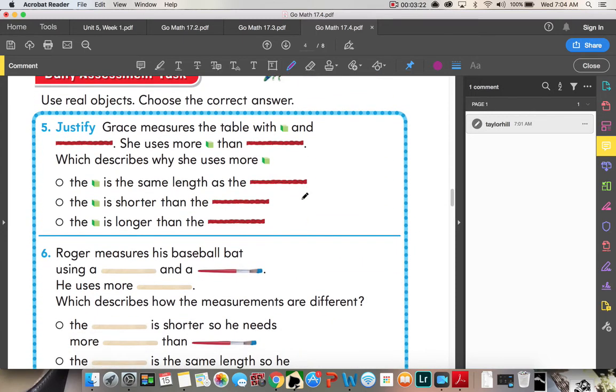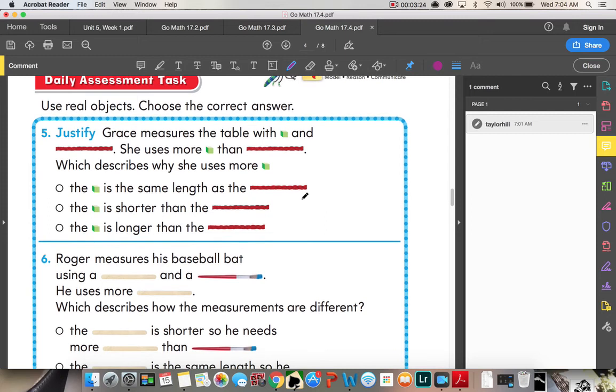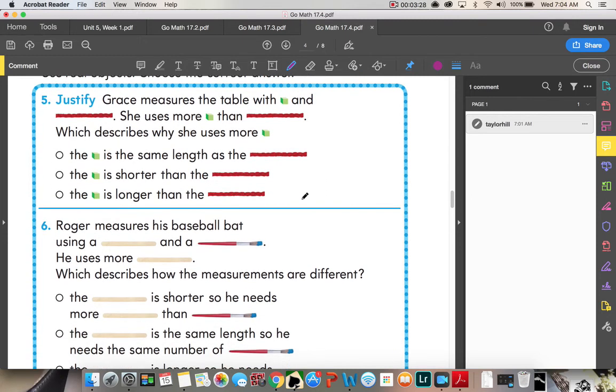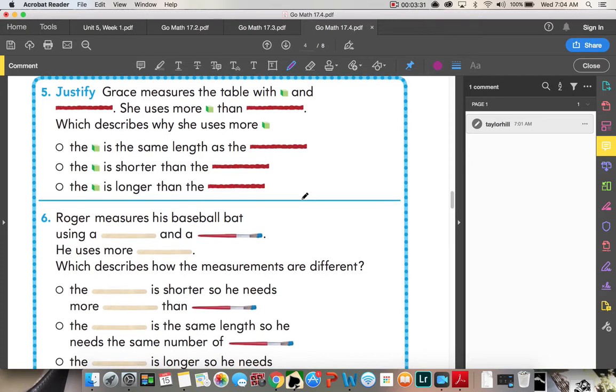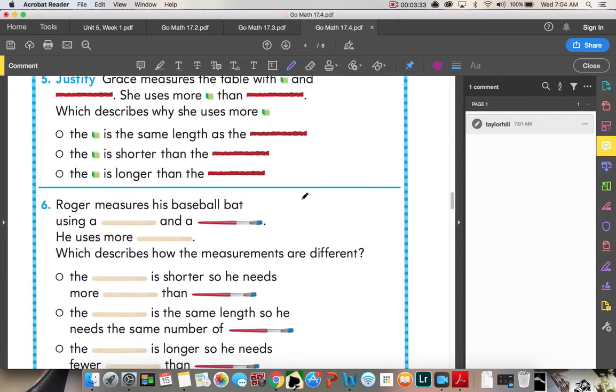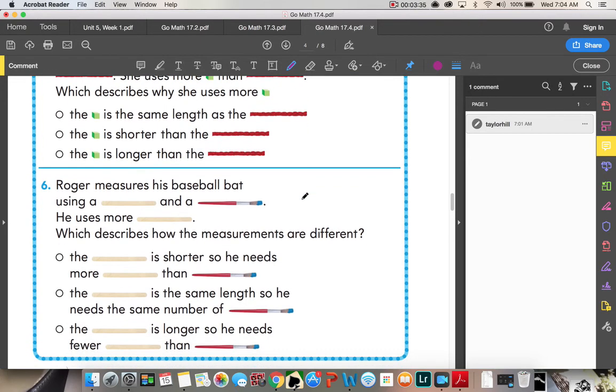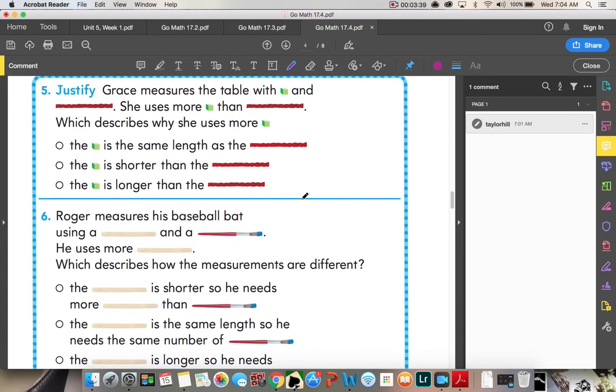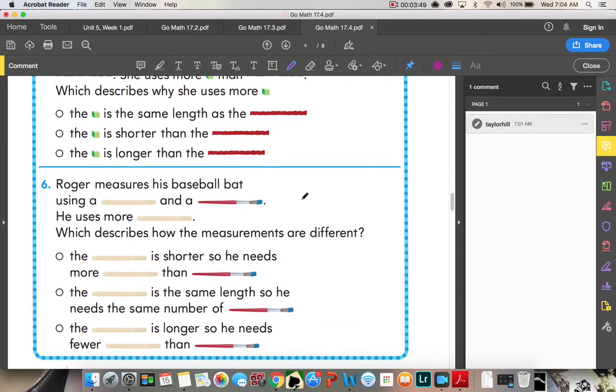Okay, daily assessment task. Use real objects, choose the correct answer. Grace measures the table with cubes and Twizzlers. She uses more cubes than Twizzlers, which describes why she uses more cubes. So the cubes are littler and Twizzlers are longer. So the cubes are shorter than the Twizzler. So which do you think is your correct answer?